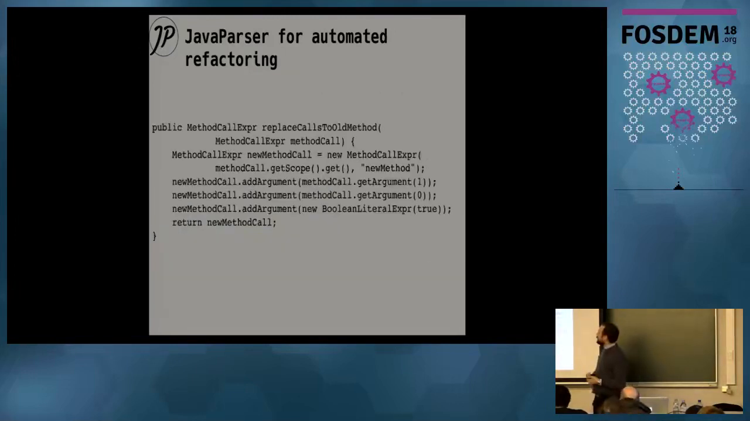And this is how I build the new method call. I just create a new method call expression node. I reuse the old scope. The scope is the stuff that comes before the dot. So if before I was calling foo.old method, now I want to call foo.new method. Once I've done that, of course I set the correct name for the method call. Then I add the first 2 parameters. These are the same parameters I had before, but inverted. And then I pass a Boolean literal with value true, and I'm done. So with these few lines, I will be able to refactor this call to use the new method.